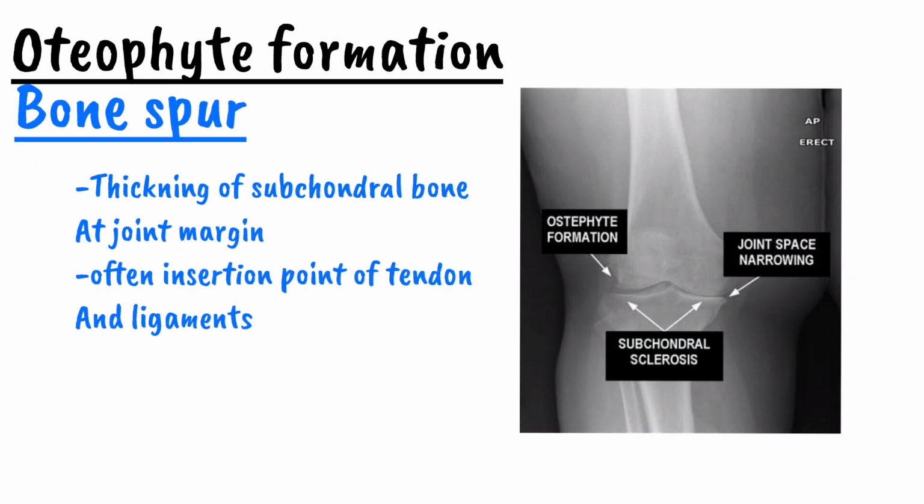The next X-ray finding in a patient with osteoarthritis is an osteophyte. This is also called a bony spur. It is a thickening of the subchondral bone at the joint margin. It is often present at the insertion point of a tendon and ligament. It most commonly presents at the periphery of a joint, as you can see in this image, but it can also present at the center of a joint.